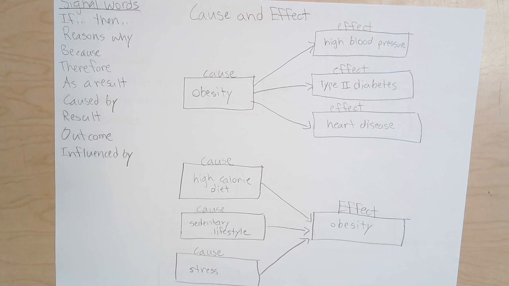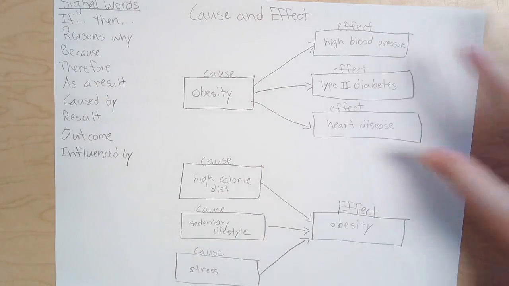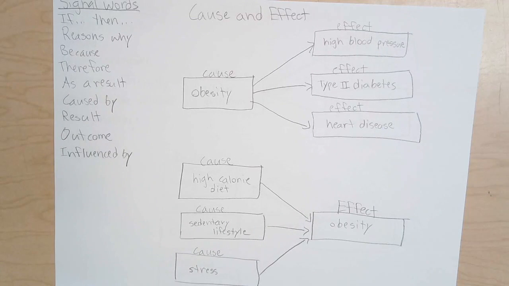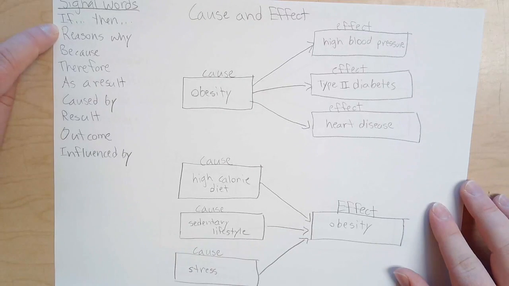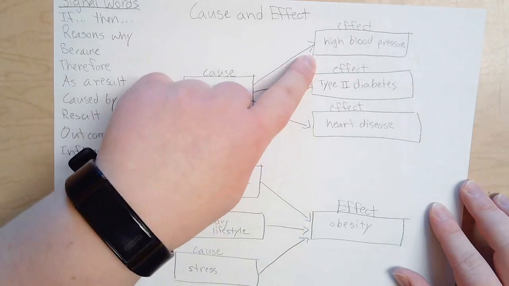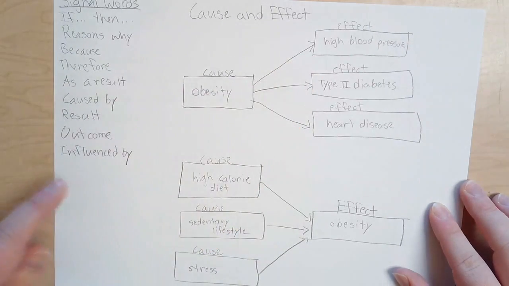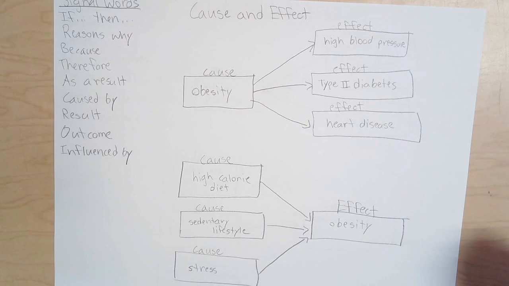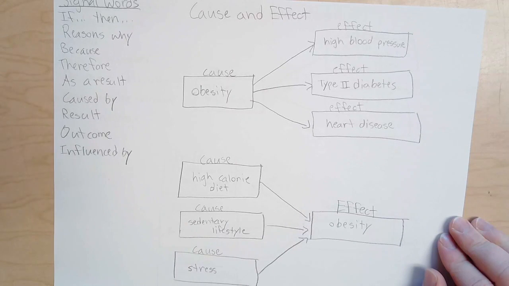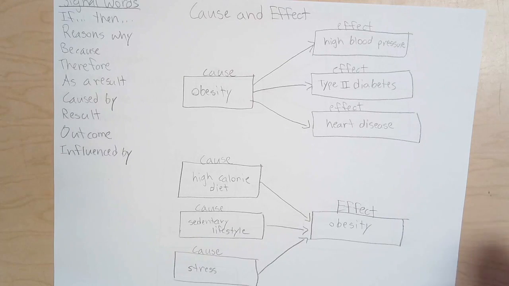You also see cause and effect a lot with scientific articles, and that's what I've chosen for my example here. With cause and effect, you might discuss one cause and several effects that come from it, or several causes and one effect that comes from it. Some signal words you might see are if-then statements, like if you are obese, you might develop high blood pressure, or other phrases like reasons why, because, therefore, as a result, caused by, outcome, or influenced by.